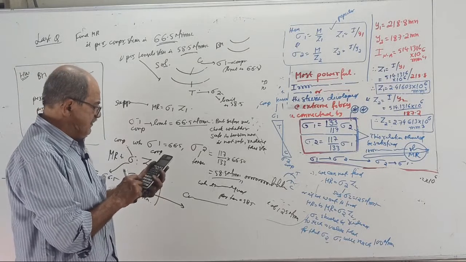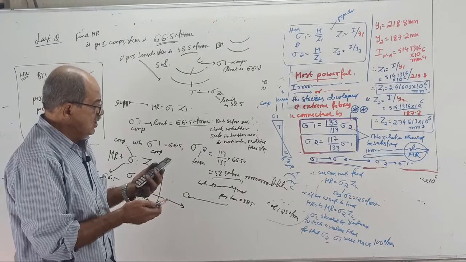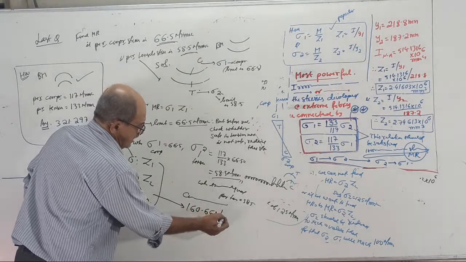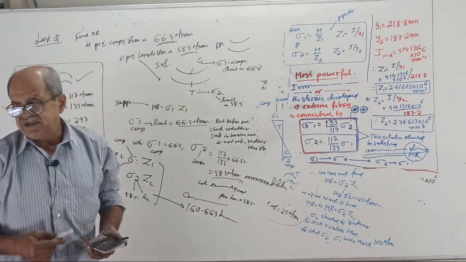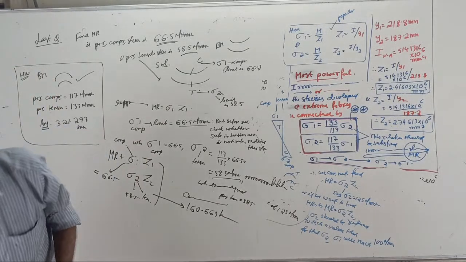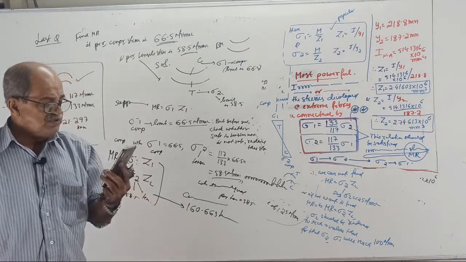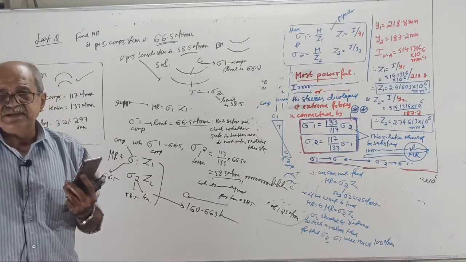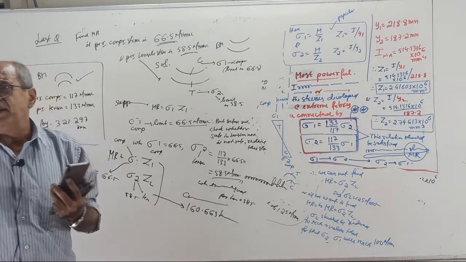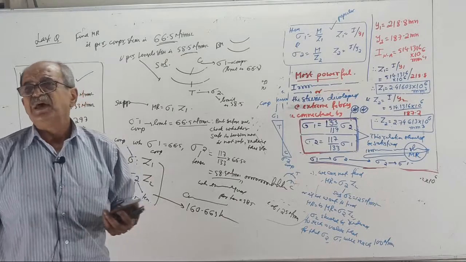Okay, I will use 66.5 into Z1, which is 2.41603. I got 160.665 kilonewton meter. Use the other equation. Tell me, same answer or not? You should type same. That's your last comment on YouTube. If same, okay. So, this is a rare coincidence which will never happen.